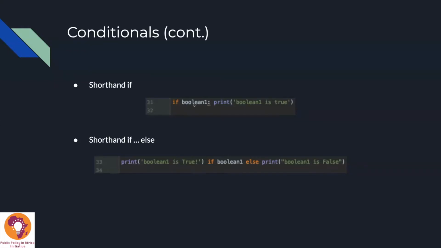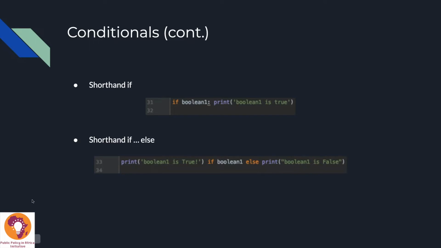So you could do if Boolean 1 and then just print Boolean 1 is true in that case. There's no else here or anything like that. So that's one shorthand. But then there's the shorthand if else. Sometimes this is valuable to use. For now, where you're at the beginning of your programming journey, just don't use it.